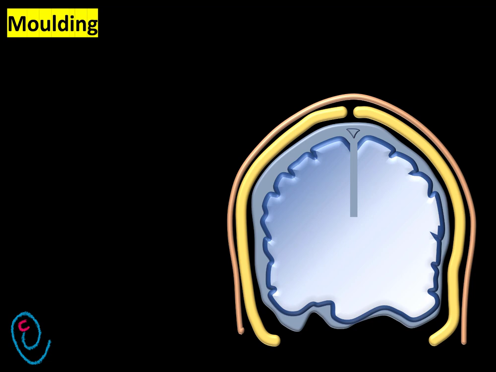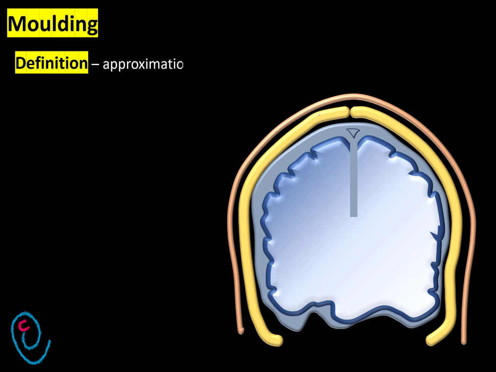Normally, fetal skull bones are separated from each other by a non-ossified membrane, known as sutures. Molding means approximation or even overlapping of skull bones. The condition has three grades.